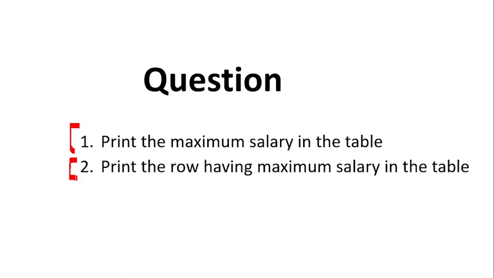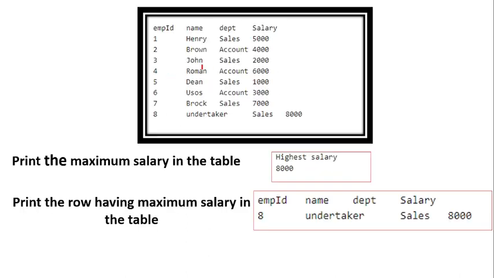What does it mean? For example, this is the table and I want to print the maximum salary in the table. Just return the maximum, highest salary in the table. So this is the first question, and the answer should be 8,000. This table is not sorted in ascending or descending order. There are random values like 5,000, 4,000, 2,000, and I just want the answer to return the maximum salary from the table.